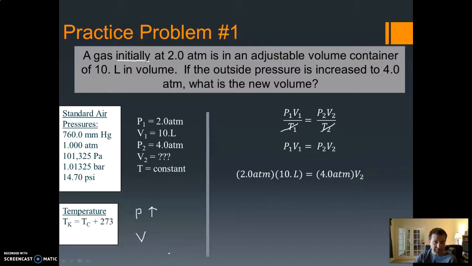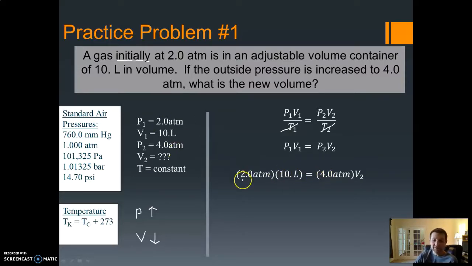Well, they have an inverse relationship. So as one goes up, the other one goes down. So what you can do here is predict what your answer is going to be. Pressure went up. Since it's an inverse relationship, volume should go down. Your answer should be less than 10, right? Look what your pressure did. It doubled. Well, if your pressure doubled, your volume should be cut in half. That's how things work with gas laws and the way they're set up.